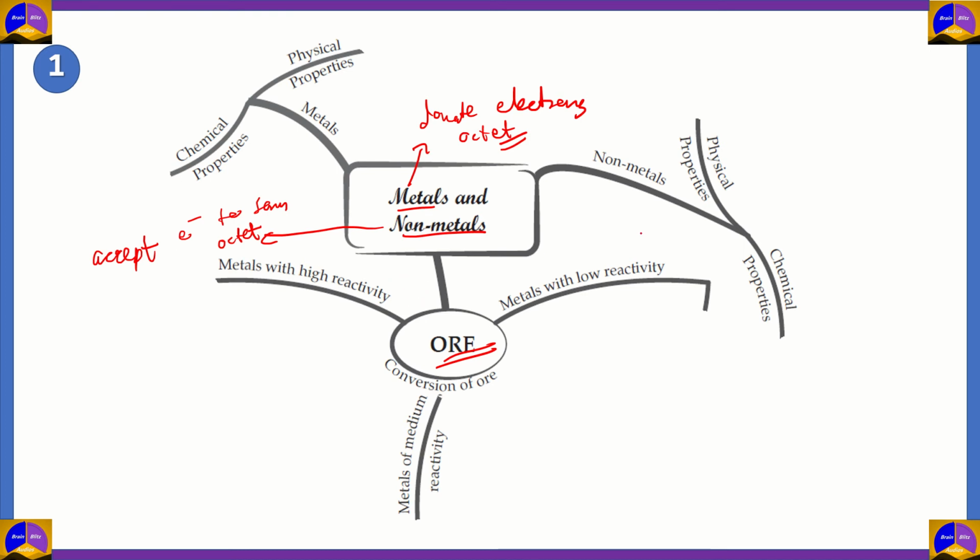Both metals and nonmetals have characteristic physical as well as chemical properties, and we're going to discuss those in this chapter. So we'll be discussing metals, their physical and chemical properties, nonmetals, their physical and chemical properties, ores, how do you clean ores for highly reactive metals, medium reactive metals, low reactive metals.